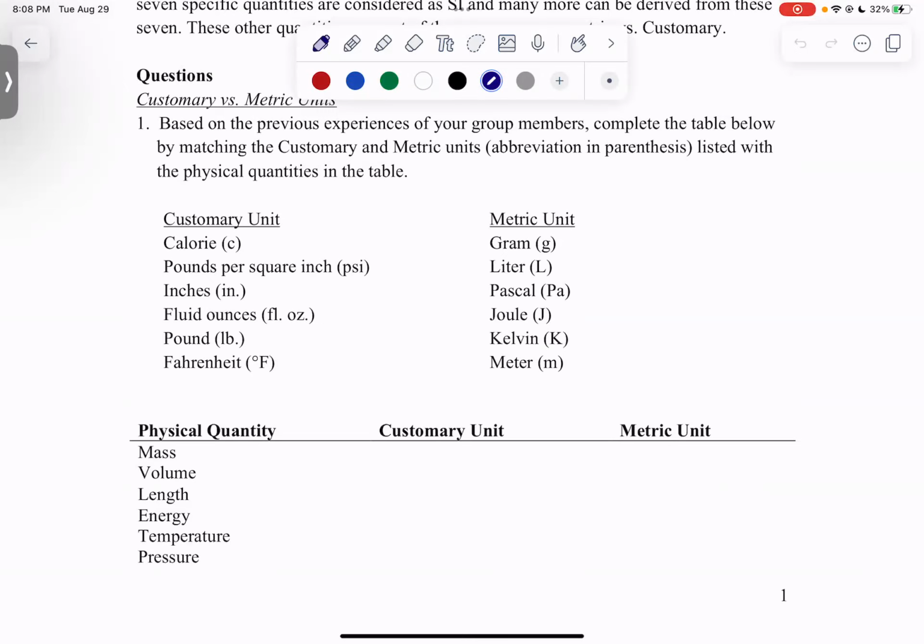So the first thing is just to look at the units and to know which ones are customary units that we kind of use in common language, but aren't metric, aren't the standard units, and then which ones are metric. So go ahead and pause the video at this point and try to do that. And so I will go ahead and do this.